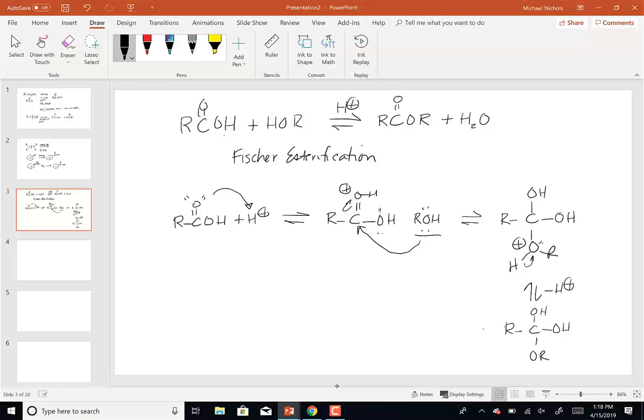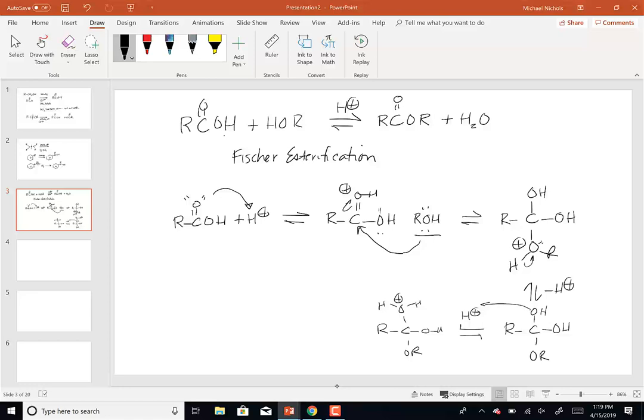Oxygen. Which oxygen? How come not the side OH? Does it matter? No. As long as I protonate an OH. If I protonate an OR, what happens? I'm going backwards. So let's go ahead and protonate an OH. Okay, so now I've got another oxonium ion. Okay, so now we go next.